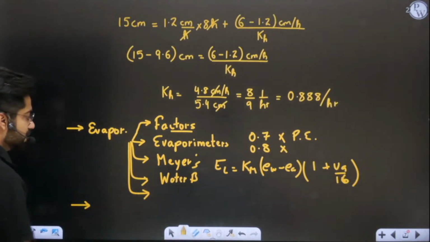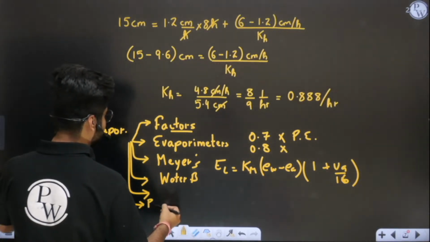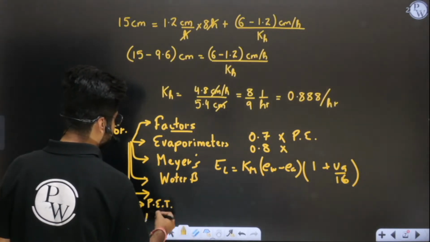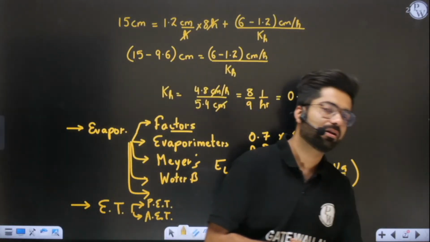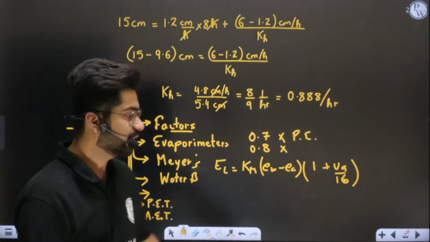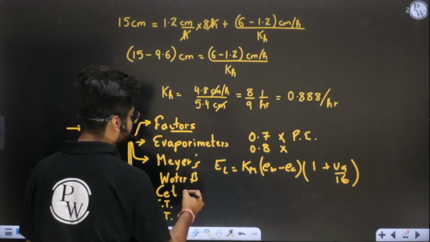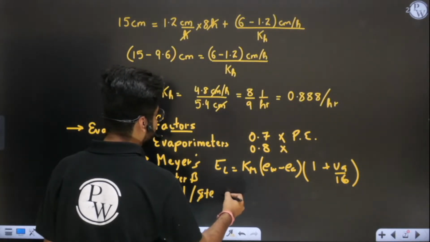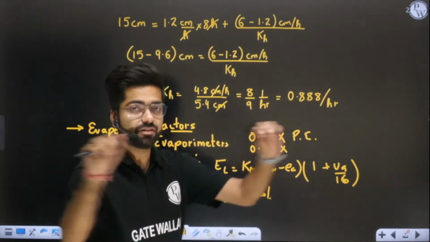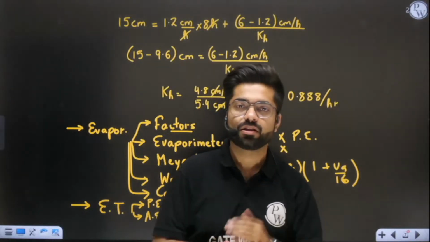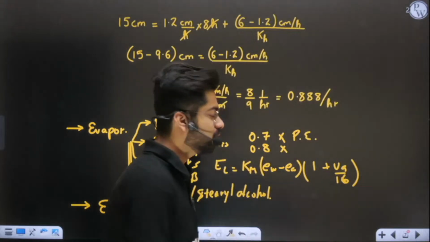After evaporation, I went on to discuss evapotranspiration, in which I told you about potential evapotranspiration and actual evapotranspiration. The chemicals were cetyl alcohol and stearyl alcohol. These chemicals are non-toxic and form a thin film over the surface of water. That's why water molecules are unable to escape to the atmosphere. I hope you remember this.